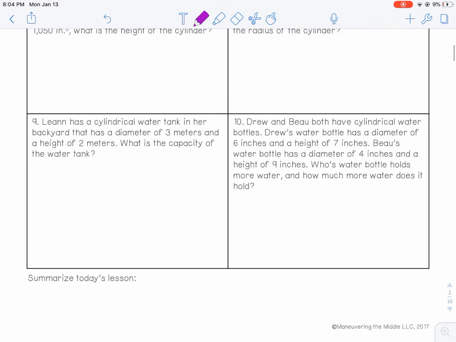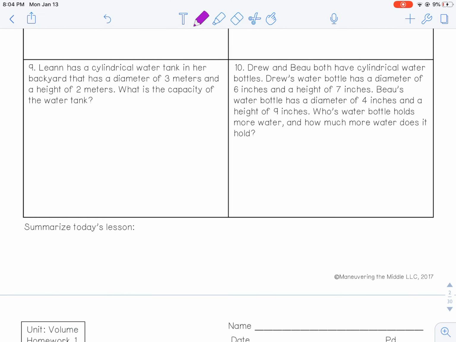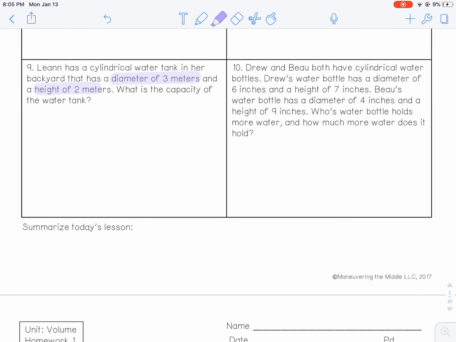All right, so number 9, it says Leanne has a cylindrical water tank in her backyard, and it has a diameter of 3 meters, so I like to highlight that information, and a height of 2 meters, okay? What's the capacity, that's a word right there, of the water tank?